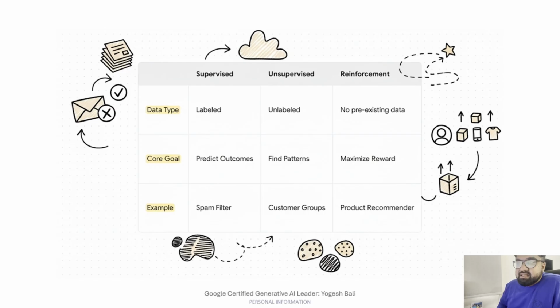So in supervised learning, data type is labeled, whereas in unsupervised learning it is unlabeled, and in reinforcement learning there is no pre-existing data. Goal of supervised learning is predicting the outcomes, unsupervised learning is finding the patterns, and reinforcement learning is maximizing the rewards. Supervised learning example is spam filter, unsupervised learning is customer grouping, and reinforcement learning is product recommender.